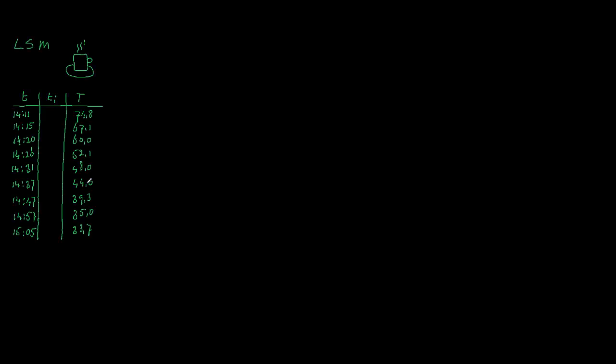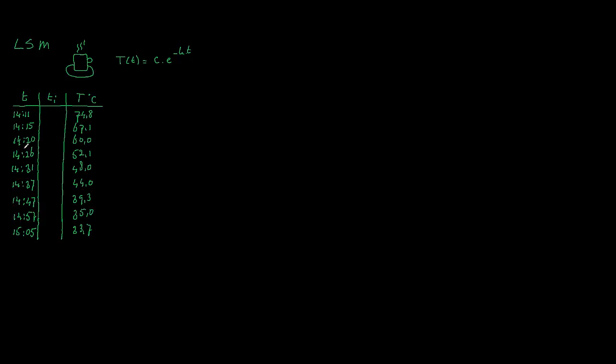Least square method applied to the cooling of a cup of coffee. So what we did over here was at given times we measured the temperature in degrees of a cup of coffee. And we would like to know what's the function of the cup of coffee. Well, probably it would be something like this. The temperature equals a constant times e to the power of minus kt, something like that.